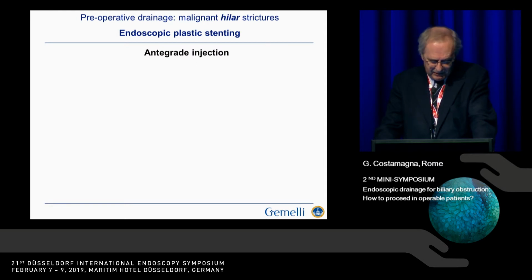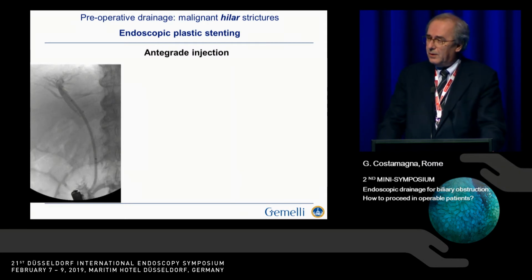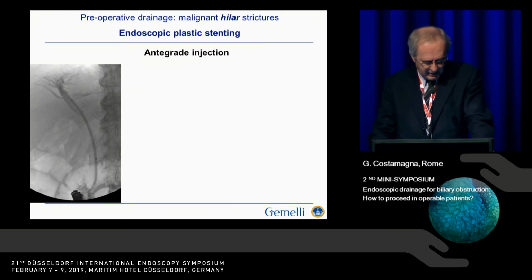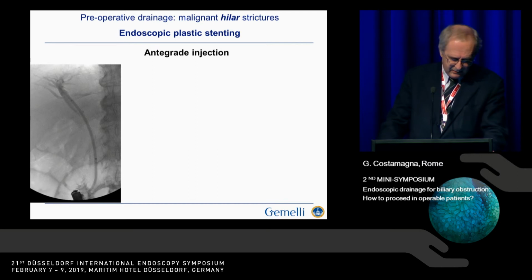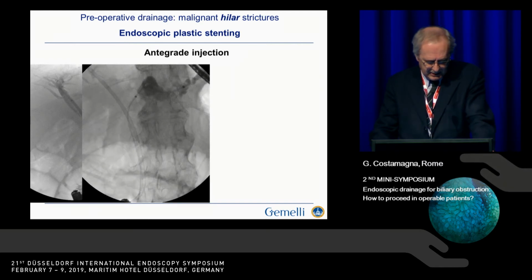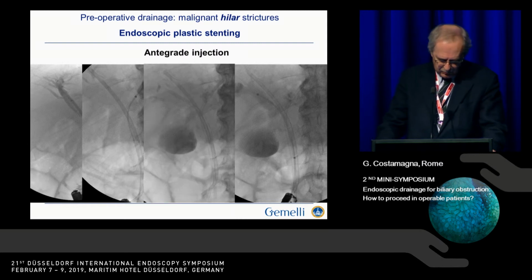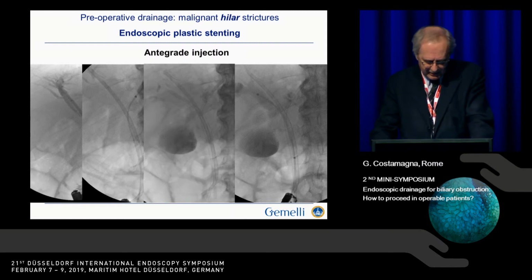The technique is very important. You must avoid injecting before being sure to be able to drain, and therefore first you pass a guide wire, then you inject once you are in the sector or segment that you want to drain, and then you place the stent. Same for the left lobe or the posterolateral lobe. In this case, this was a Bismuth 2 patient, and finally 3 plastic stents were placed.